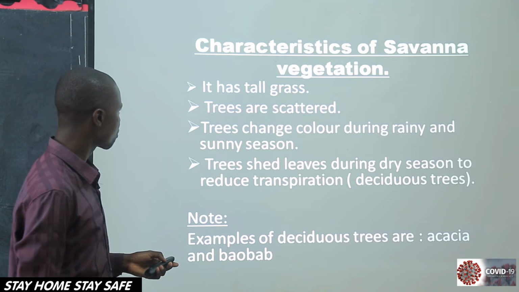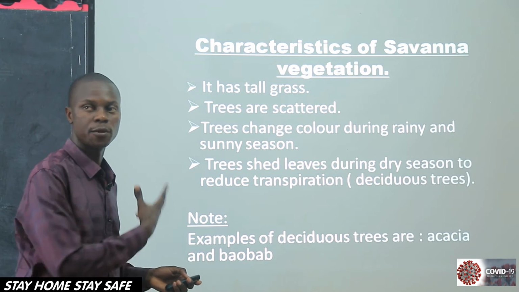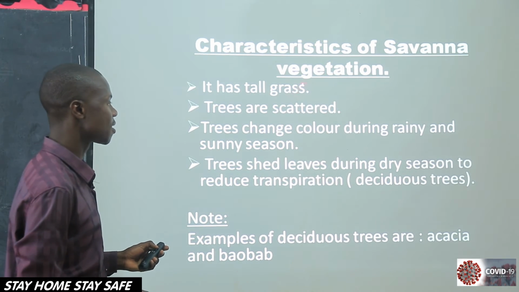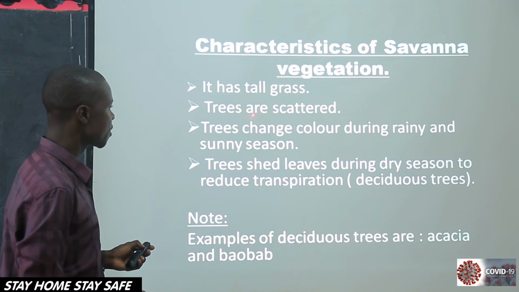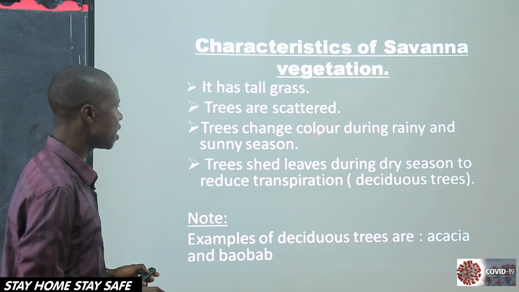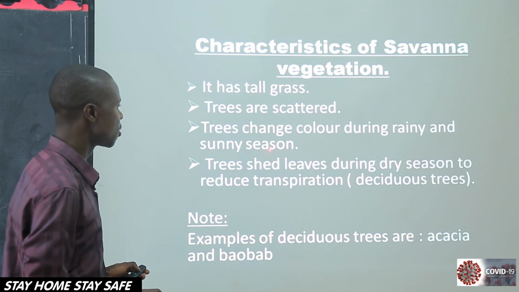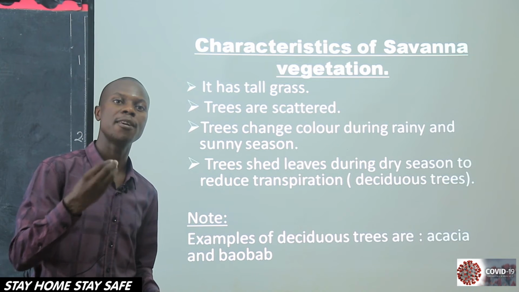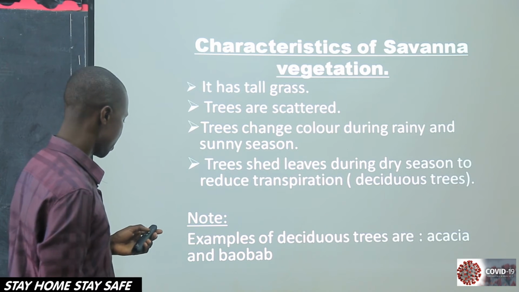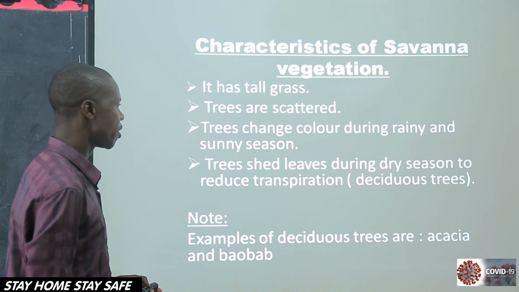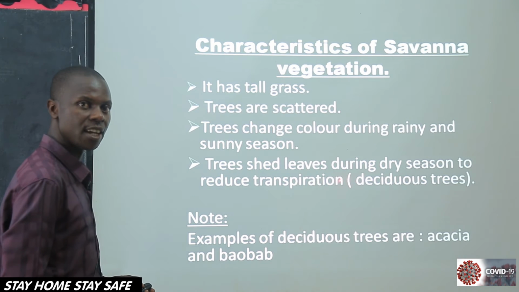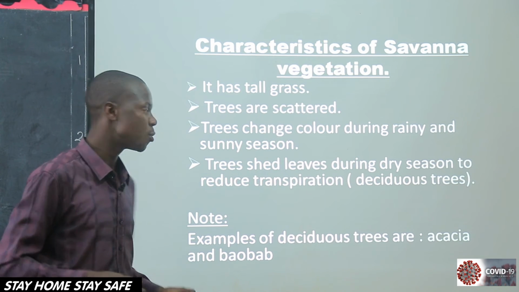Okay, let's compare what you have come up with to what I have here. Characteristics of savanna vegetation. One, it has tall grass. Two, trees are scattered, just like you saw in the picture. We only have two trees there. Three, trees change color during rainy and sunny seasons, meaning during the rainy season, these leaves are evergreen. When a sunny season comes, you find these leaves turning yellow. Then, trees shed leaves during the dry season, and this is done to reduce transpiration.